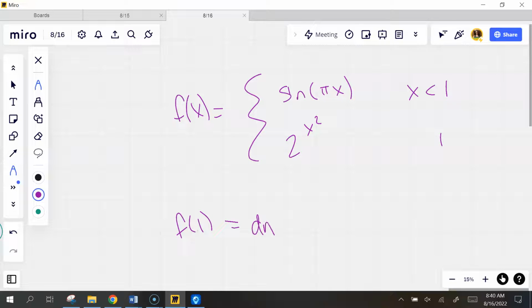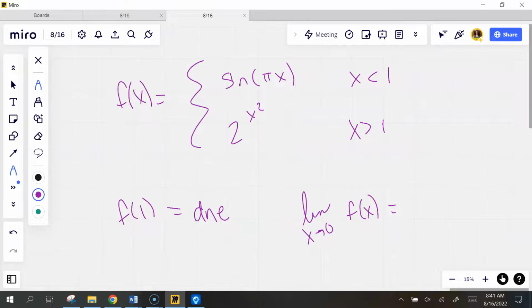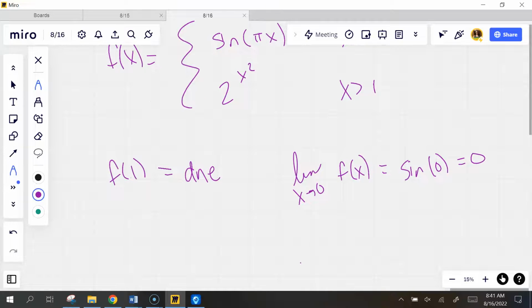Why? Good job. That's exactly right. It's not greater than or equal to. It's just both of them are less than or greater than, so it does not exist. How about the limit as you approach 0? Which one do you use? The top one. So it would be the sine of 0, which is 0. How about the limit as x approaches 1?